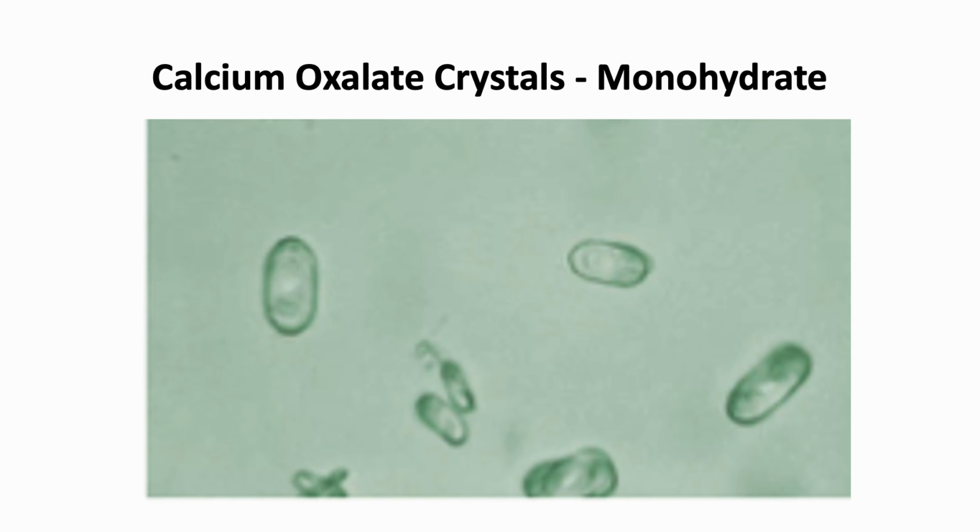The monohydrate form of calcium oxalate crystals is less characteristic and less frequent. They are ovoid or dumbbell-shaped, and they are birefringent under polarized light. It's important to distinguish them from the non-polarizing red blood cells. They may be seen attached to mucous strands and resemble casts. The primary pathologic significance of calcium oxalate crystals in the monohydrate form is that they are increased in cases of ethylene glycol or antifreeze poisoning.